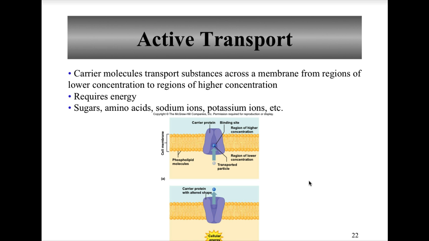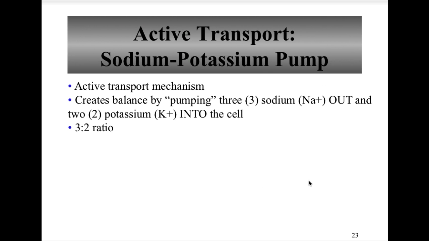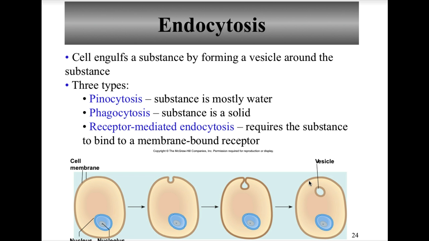And also here we hear of the sodium-potassium pump, which requires ATP. The sodium-potassium pump is going to play a huge role in the nervous system when we talk about resting membrane potential. So the sodium-potassium pump is an active transport mechanism. It's going to create a balance by pumping 3 sodium ions out of the cell and bringing 2 potassium ions into the cell. So it is a 3-to-2 ratio there.